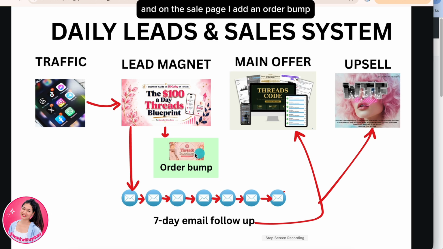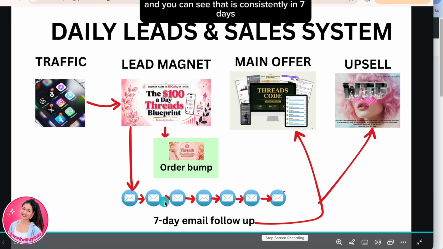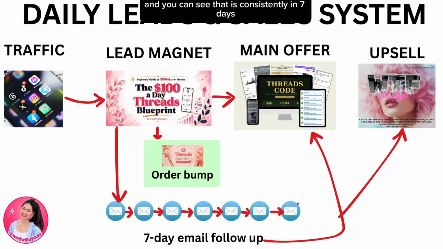And on the sales page, I add an order bump, and this order bump is only $3. This works, okay? I will show you later after I show you this exact system. And then I also send them the 7-day email follow-up like this. And you can see that it's consistent over 7 days.